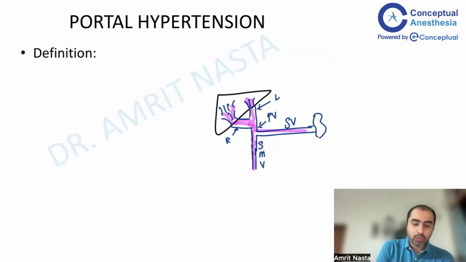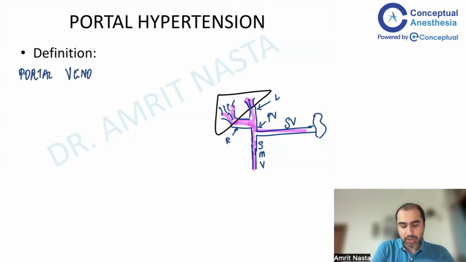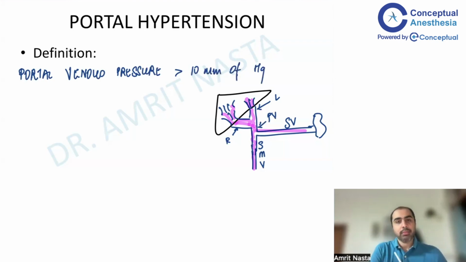So for me to label as someone having portal hypertension, there should be a portal venous pressure increase. And how much should it increase? It should be by definition more than 10 millimeters of mercury. So when I say portal hypertension, portal venous pressure should be more than 10 millimeters of mercury.